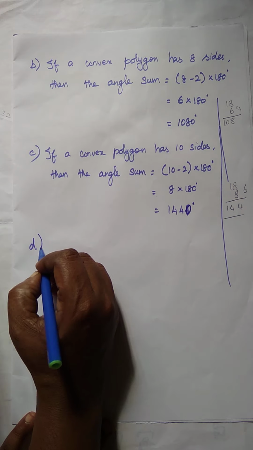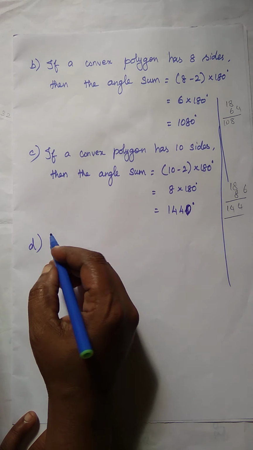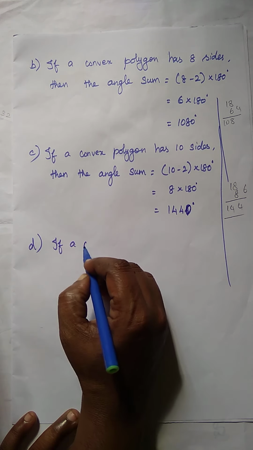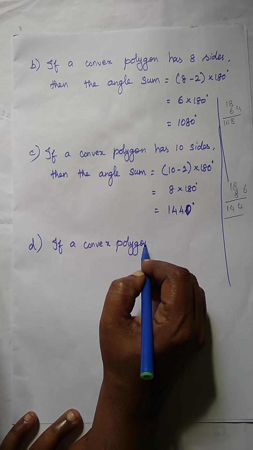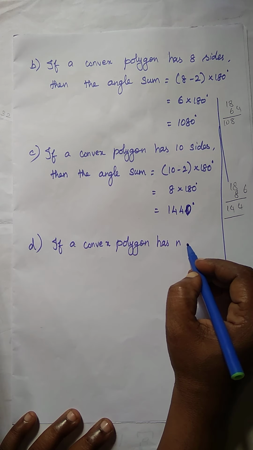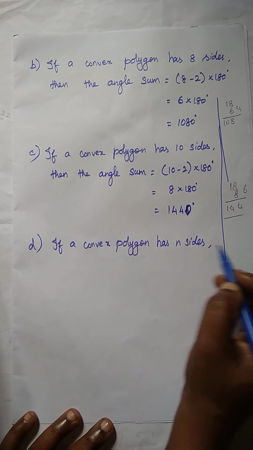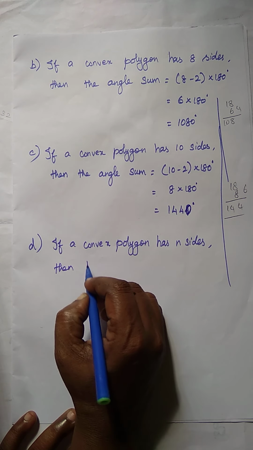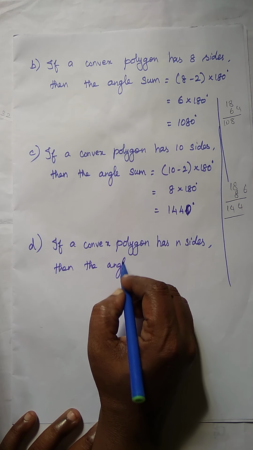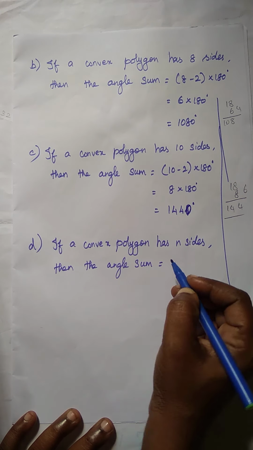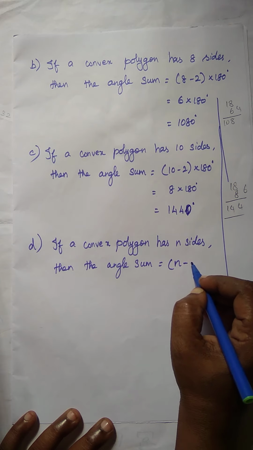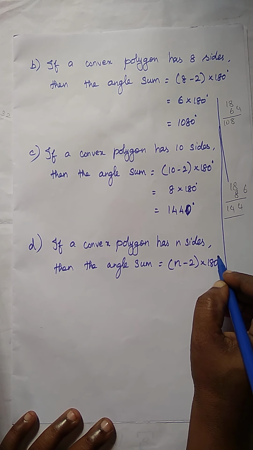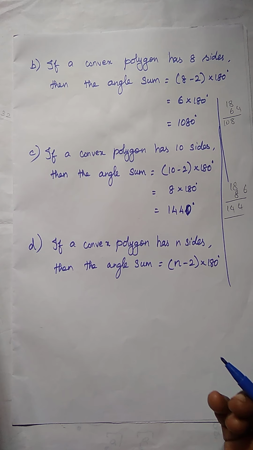Next one, the D. Next question is number of sides is n. If a convex polygon has n sides, then the angle sum is equal to, what is that? N minus 2. So n value is n minus 2 into 180 degree. This is the general form of the formula.